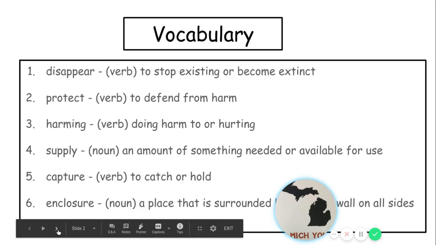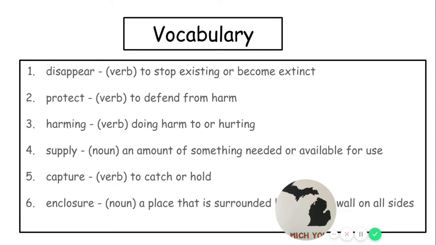And here we go. So our vocabulary for this week again: disappear, to stop existing or become extinct; protect, to defend or harm; harming, doing harm or hurting; supply, an amount of something needed or available for use; capture, to catch or hold; enclosure, a place that is surrounded by fence or walls on all sides.